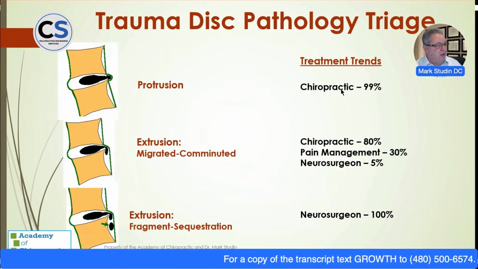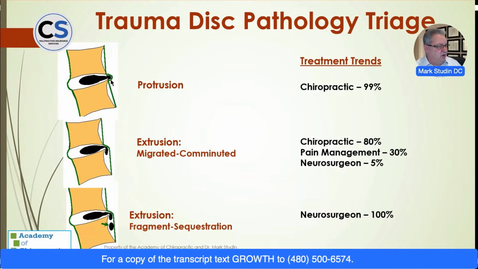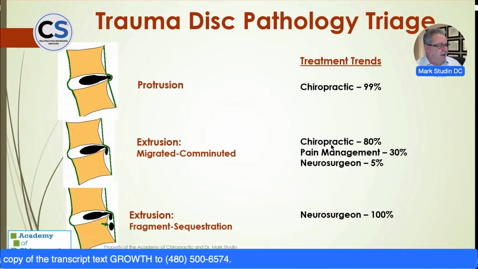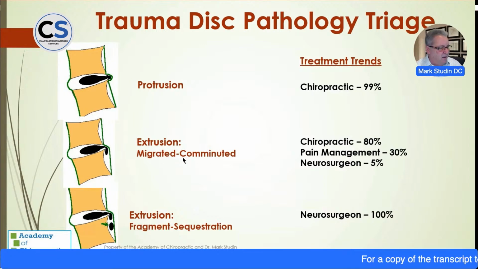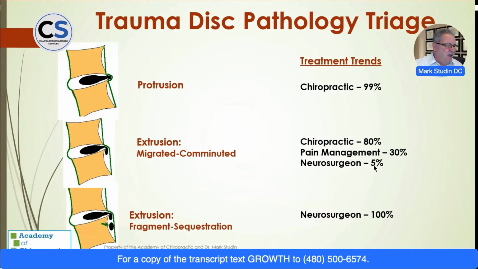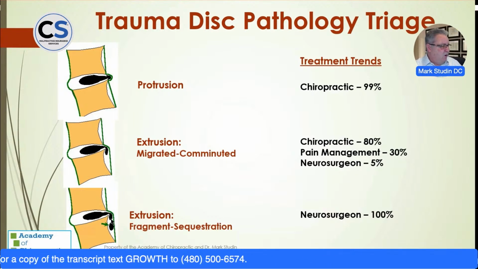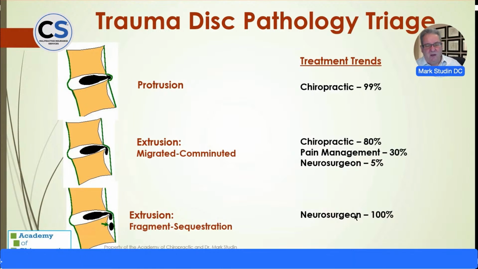So chiropractors, most of us can handle a protrusion. Chiropractic can handle about, and this is not evidence in the literature, this is my opinion, about 80% of extrusions that are migrated, common unit, or attached. And pain management maybe about 30% of the time, and neurosurgeons 5% of the time. Once that's fragmented off, don't touch. Right to the neurosurgeon. Patient's going to be in exquisite pain. That's an easy triage. It's easy, easy, easy.